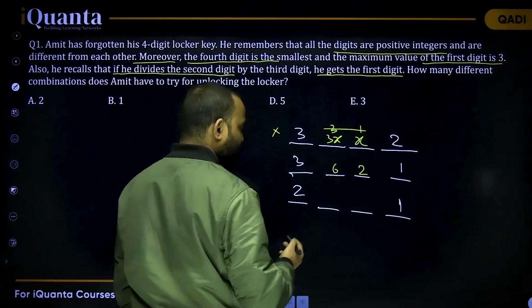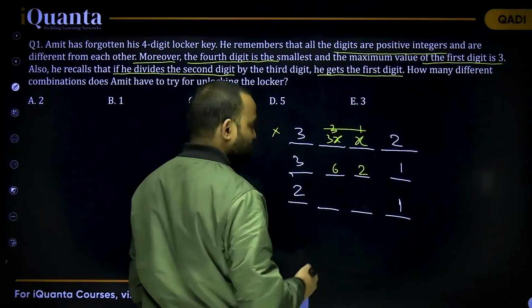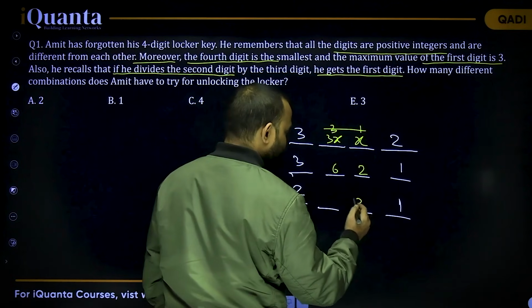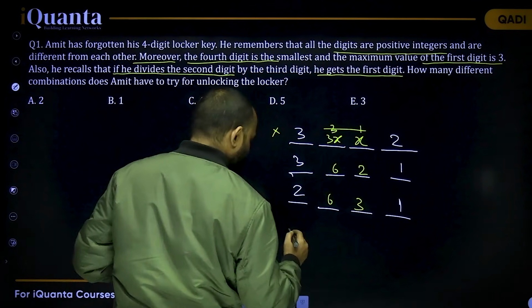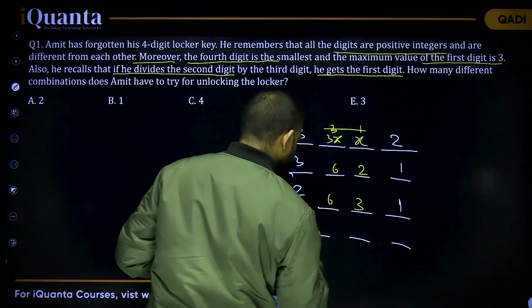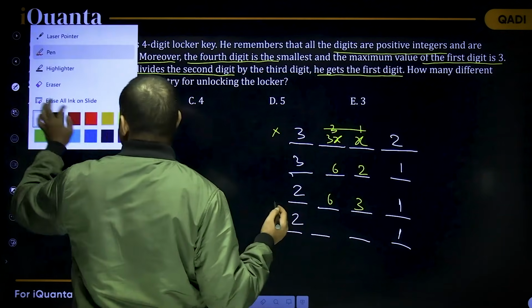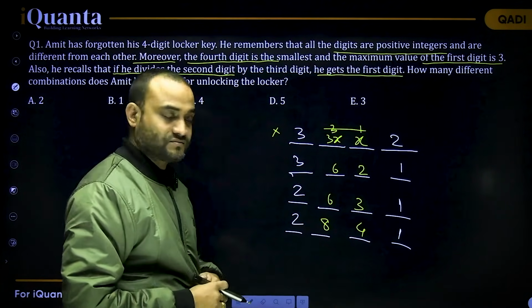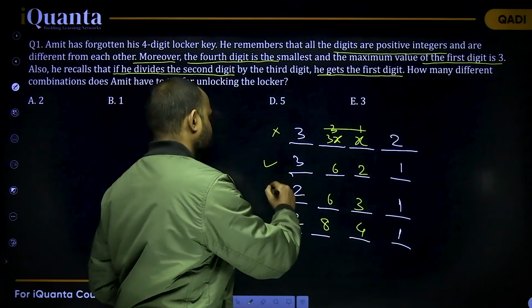Let's come to this one. 2 times. When the second digit is divided by the third digit, the result is 2. 1 and 2 is not possible. I can take this as 3, then this will become 6. And then there will be one more case, which is this is 2, this is 1. I can take the third and the second digit as 4 and 8 respectively, right? I cannot take 5 or 10. So that's it: 1, 2, 3.